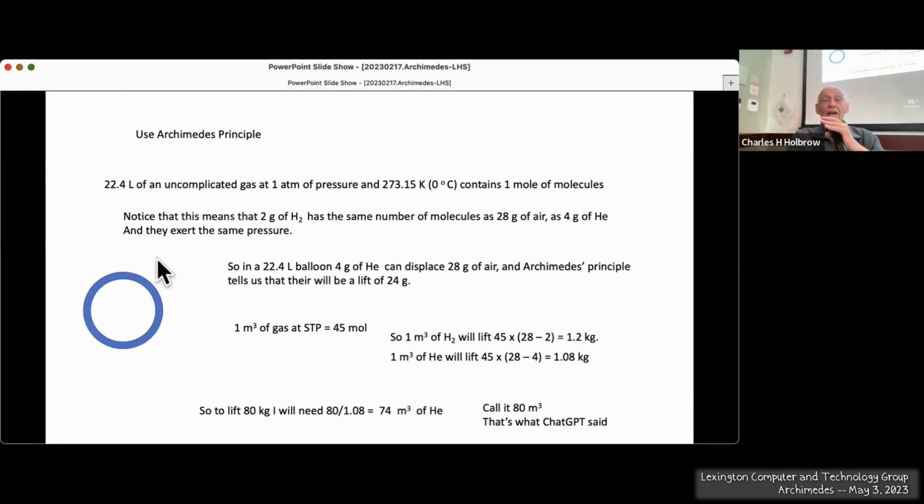Except now I can tell you that for a cubic meter of gas, I divide that by 22.4 times 10 to the minus 3, because 22.4 liters is 22.4 times 10 to the minus 3 cubic meters. I love metric. And so anyway, that's 45 moles. So if we said that 1 cubic meter of helium will lift 28, I'm sorry, 28 minus 4, 24 grams per mole, it means 1 cubic meter will lift about 1 kilogram.